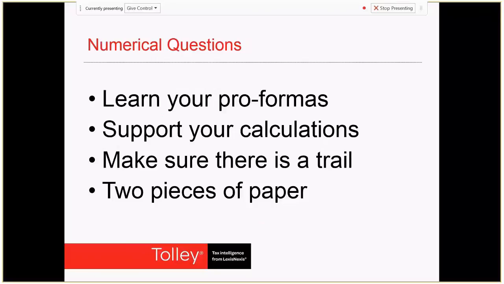For numerical questions, obviously you need to have your pro formas off by heart. You need to support your calculations, so if there's workings, you need the workings there. You need to make sure there's a trail so they can follow where these numbers have come from. And it's what I call the two pieces of paper, the pro forma and the workings.